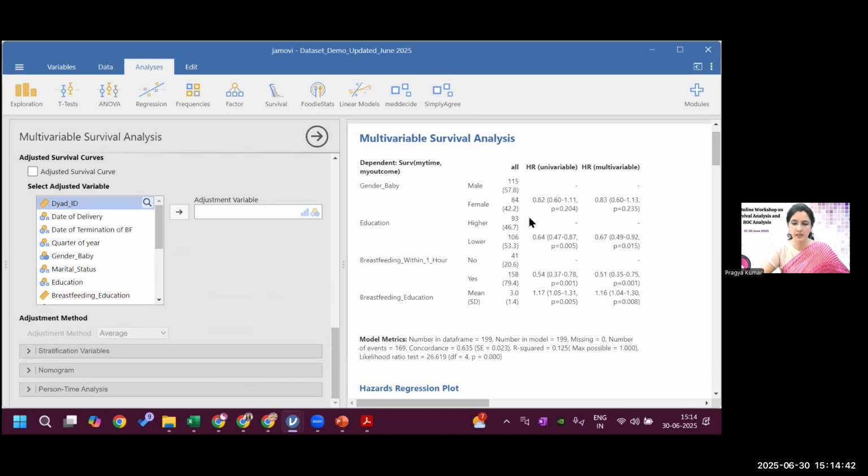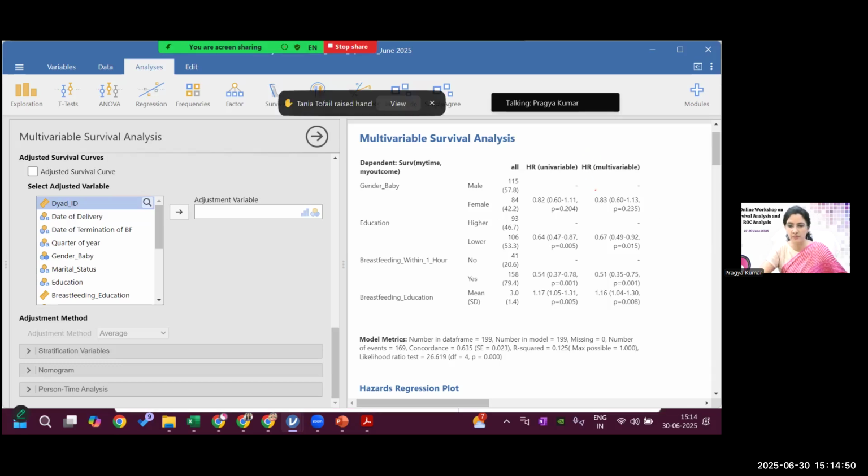So this gender gives you 0.8 with the inclusion of all other variables also. The value is same in multivariable and the univariable, but it is not significant. So you can say that there is 17% less hazard in female as compared to male of experiencing the event, but that is not significant.